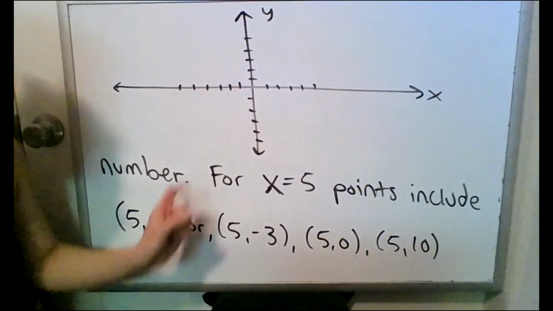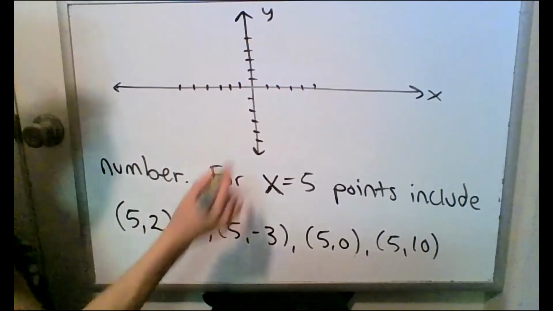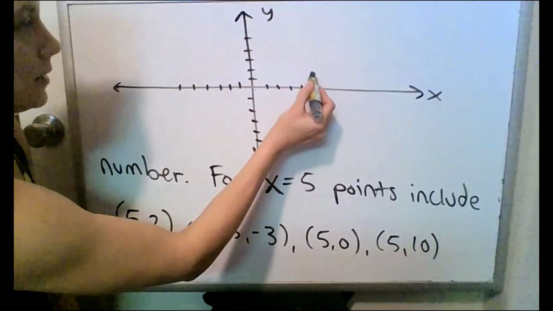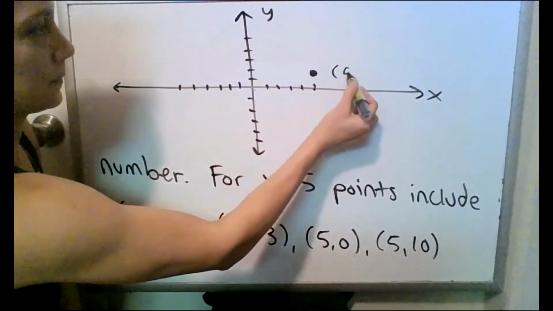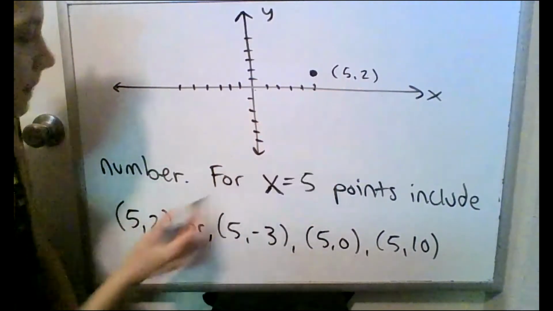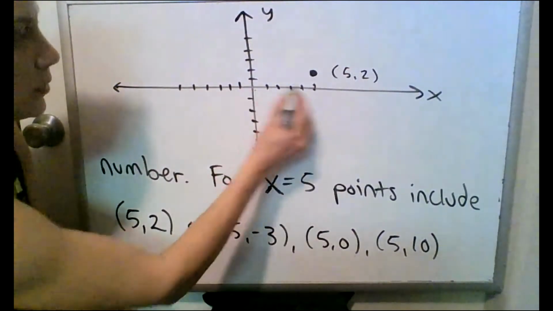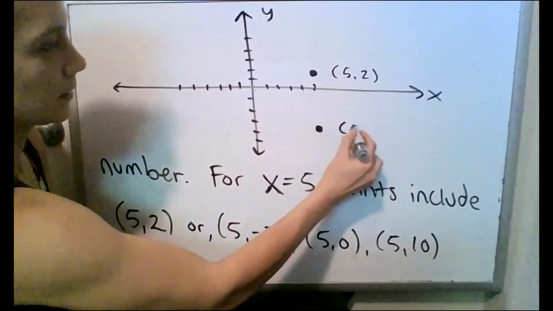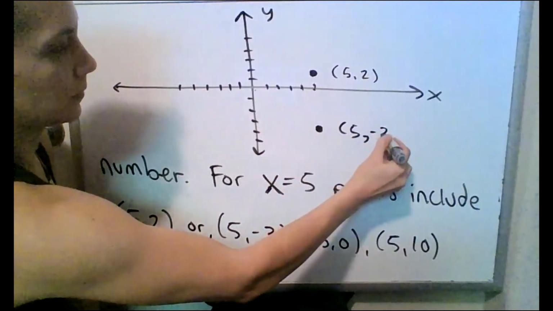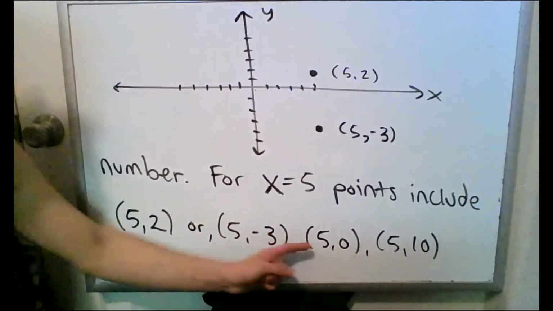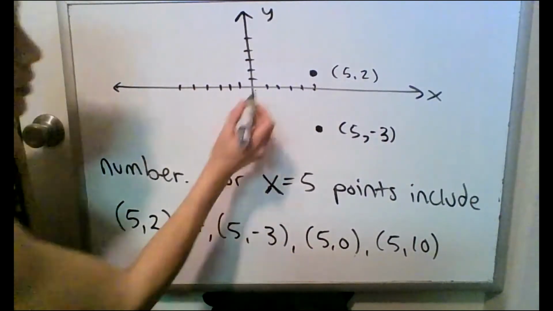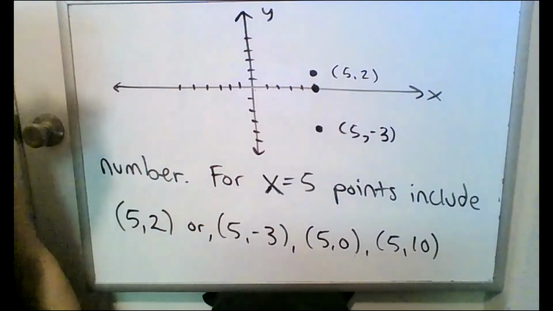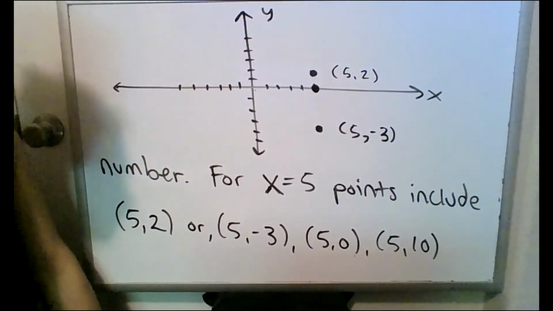Okay, we're at 5, 2: 5 for x, up 2. And then 5, -3: over 5, down 3. I'm also going to plot 5, 0. So over 5, and then right on the x-axis is 5, 0. And I could have 5, 10.